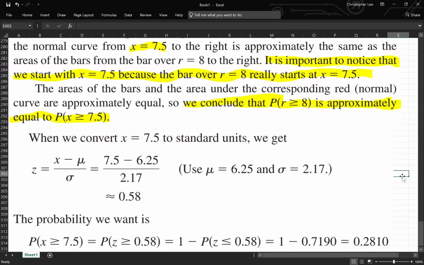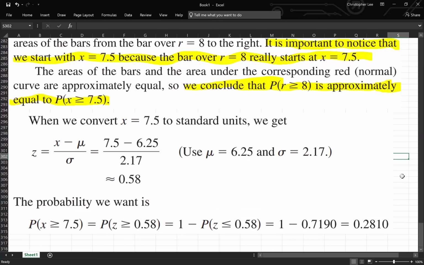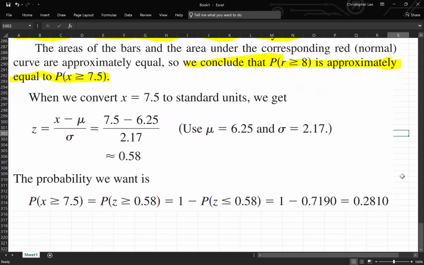All right, so when we convert x equals 7.5 to standard units, remember this formula, z is equal to x minus mu over sigma, right? We just plug in what we have, 7.5. We calculated our mean, which was n times p earlier. We calculate our standard deviation, which is the square root of n times p times q. Plug it in, and the calculator is going to give us 0.58, right? And then after that, you already know what to do, right?